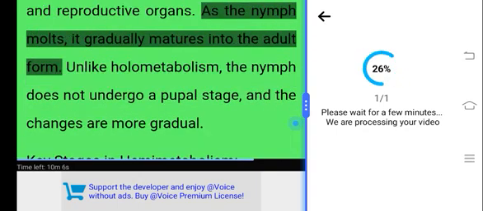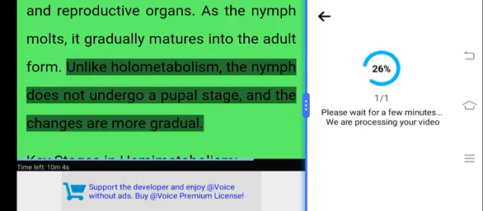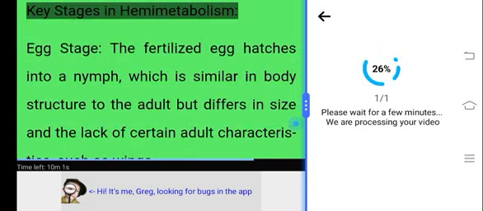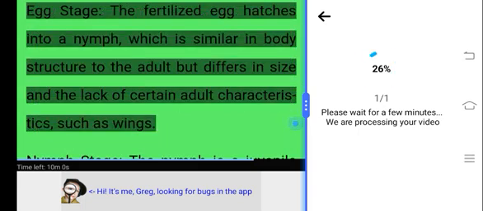As the nymph molts, it gradually matures into the adult form. Unlike holometabolism, the nymph does not undergo a pupal stage, and the changes are more gradual. Key stages in hemimetabolism. Egg stage. The fertilized egg hatches into a nymph, which is similar in body structure to the adult but differs in size and the lack of certain adult characteristics, such as wings.